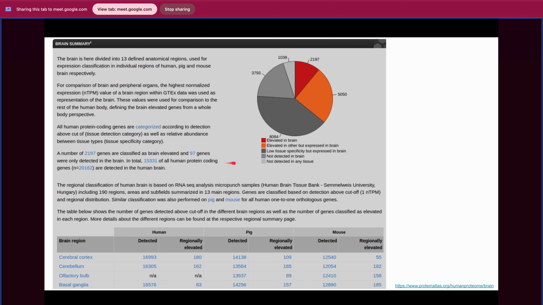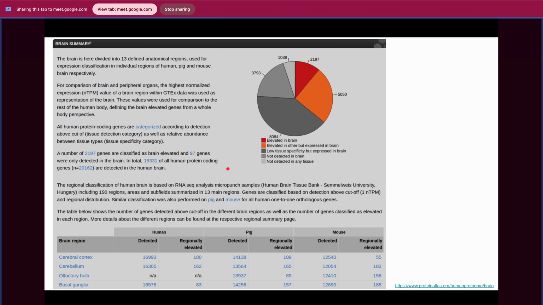These are all the proteins, and if we divide them into multiple categories, we have this pie chart in which 2,197 are elevated in brain, which means these genes are overexpressed in brain. Then there are genes elevated in others but expressed in brain. These are mostly expressed in brain, but they might have greater expression in some other particular tissue. Then low tissue specificity but expressed in brain, which means they are not specific to brain, but they are expressed at some quantity. And then this represents not detected in brain and not detected in any tissue.